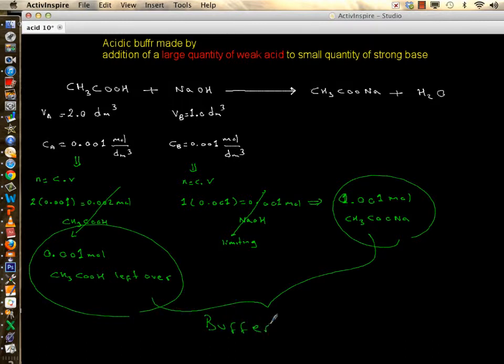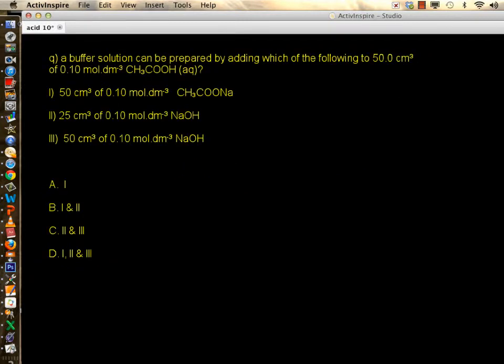So one last way to prepare a buffer solution is to have a large quantity of the weak and a small quantity of the strong. In this case, I had acid and base. It could be vice versa. Now let's look at a typical IB question from November of, I think, 2004. This question has been repeated many times. A buffer solution can be prepared by adding which of the following, 1, 2, or 3, to 50 cm³ of 0.1 molar CH3COOH.